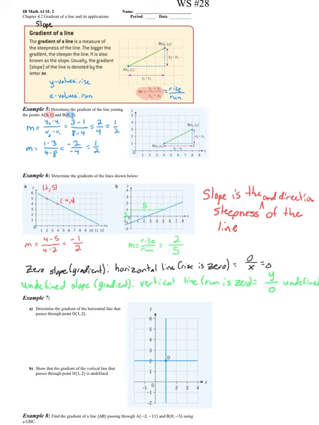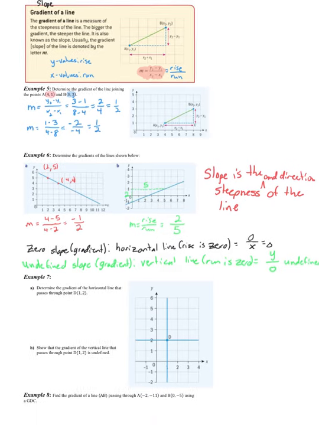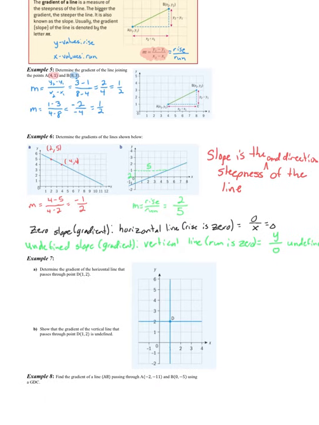All right. Now, example 7 here. Go ahead and determine the slope of a horizontal line that passes through the point (1, 2), and then show the gradient of a vertical line that passes through the point (1, 2). Show that one's undefined, and show that the other one's 0. All right, so prove it to me. That means just find some other points and show me algebraically. Okay.